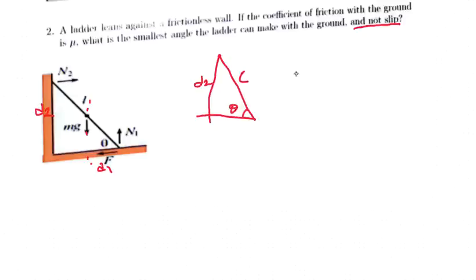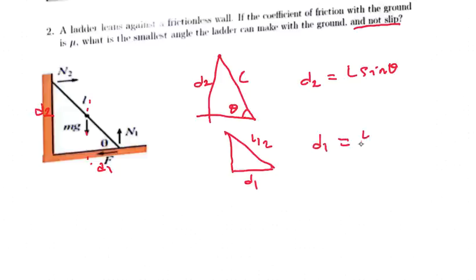Then from this we can write that d2 is equal to L sine theta. And if we decide to cut the small parts, this will be L divided by 2, and here is d1. We can say that d1 is equal to L over 2 cos theta.